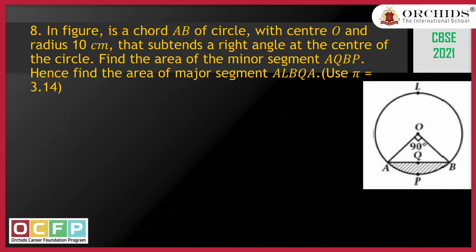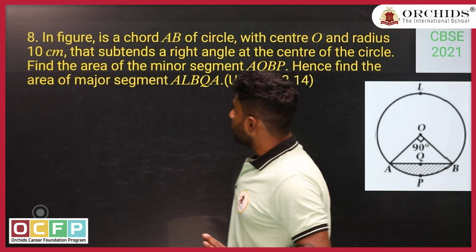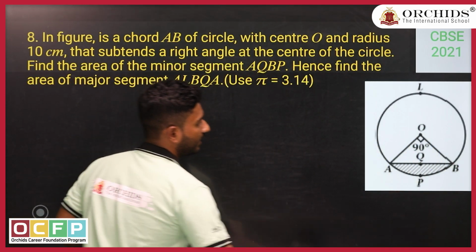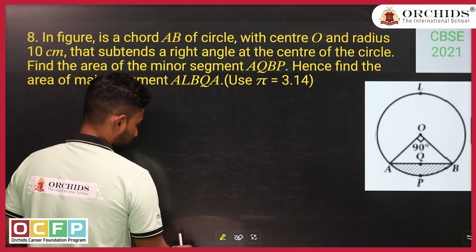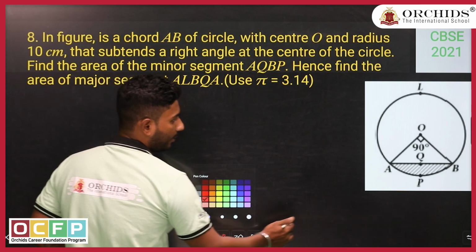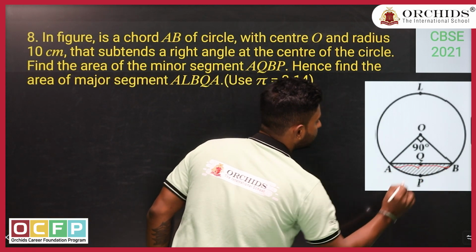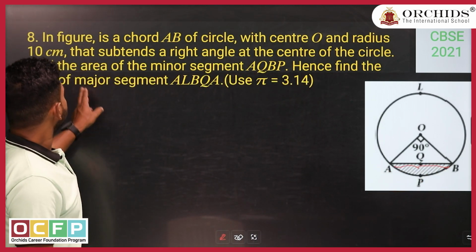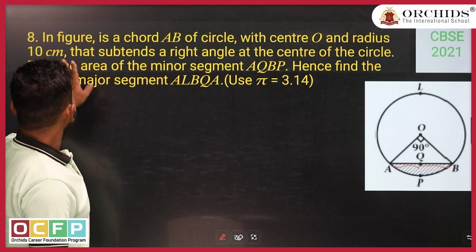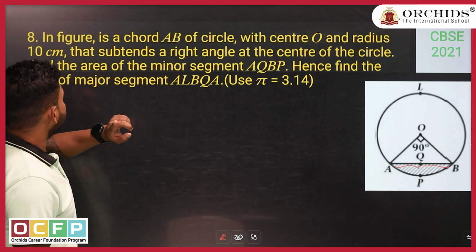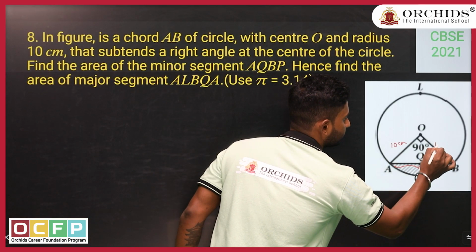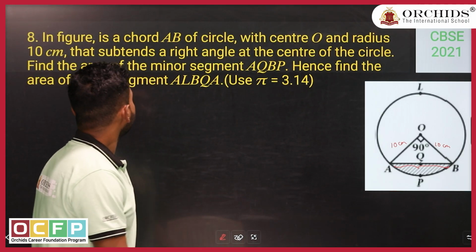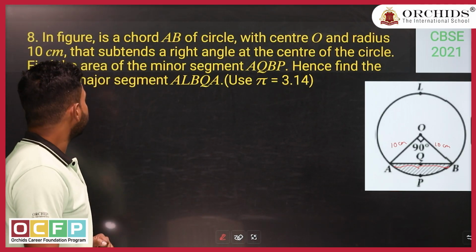So here is our 8th question from CBSE 2021. Here is a figure given. In the figure, AB, this part, is a chord with center O and radius. The radius is 10 centimeter. Okay, so this radius is 10 centimeter, fine. No issue. AB subtends a 90-degree angle, fine.